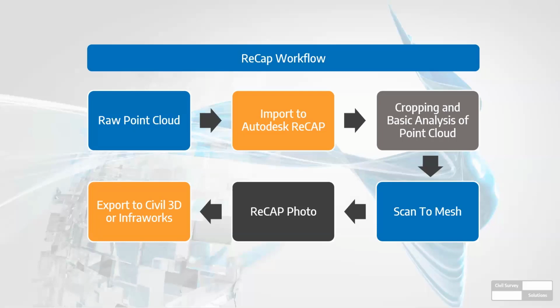Once in Recap Photo, we have a number of different tools we can use to interact with the mesh. We're able to modify it, work with it, analyze it, do what we need. We can work with the triangles, well, view the triangles as well, obviously. And then finally, once you've done that, you'd export it either back into Recap or Civil 3D, InfoWorks, wherever you need to place it next.